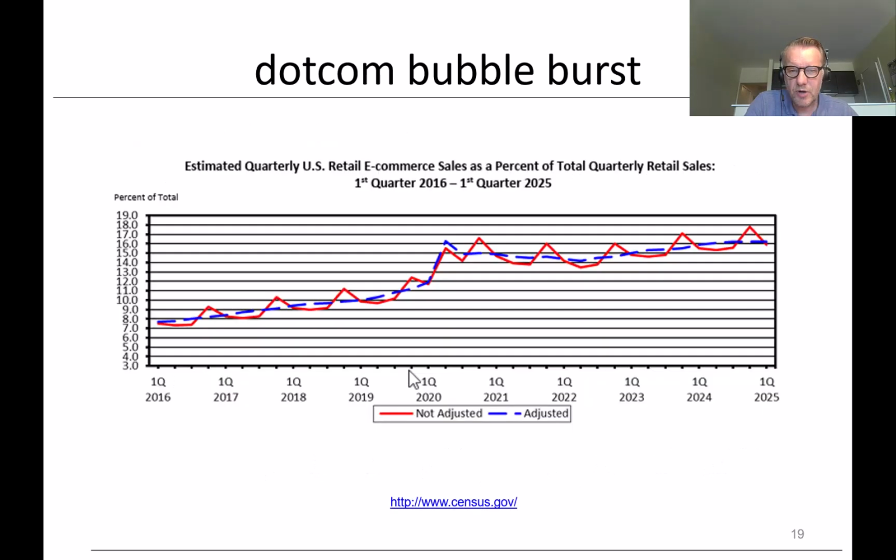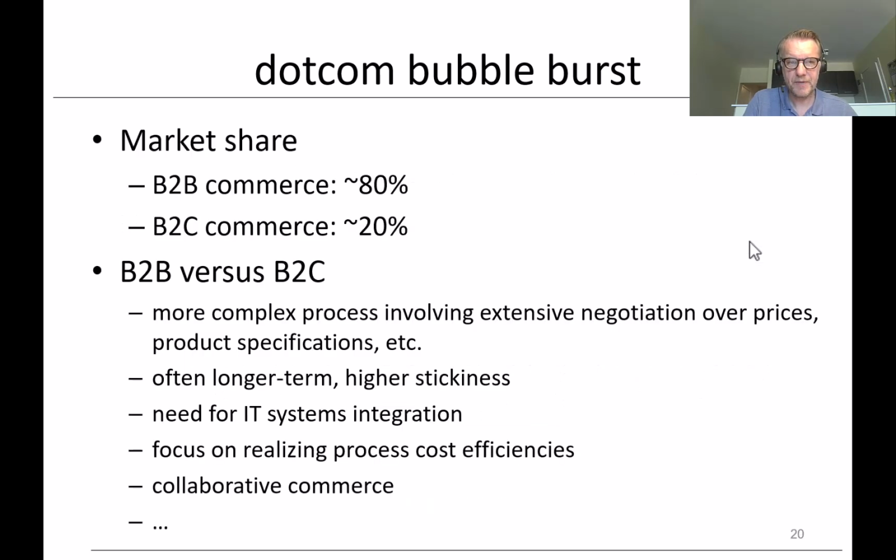I updated this graph to more recent numbers, and here you can see again the percentage of estimated quarterly US retail e-commerce sales as a percentage of the total quarterly retail sales. You kind of see a flattening effect here around 17%, right? Maybe it's going to increase further, or maybe it's going to stabilize. That's up for the future to show us.